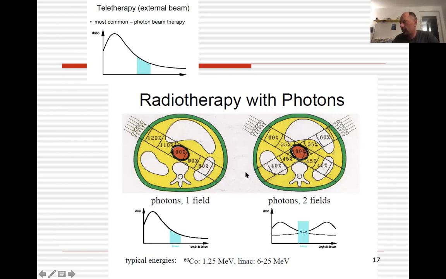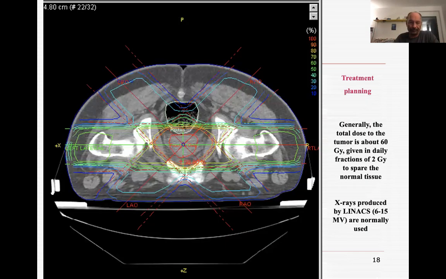With photons, I mean, we will see with charged particles is a different story, but we have already seen in the physics part. But with photons, you have to live with the physics. There is nothing to do. But this shooting in overlap is the trick to do radiotherapy.